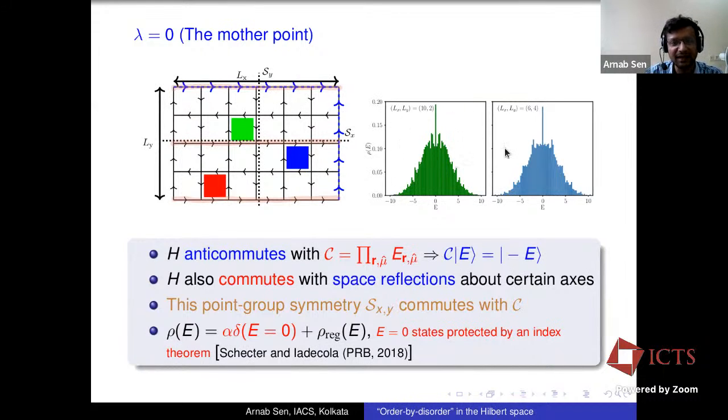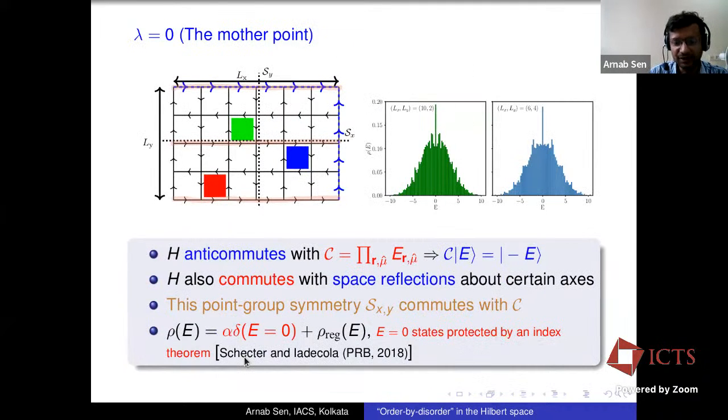This is ED data on ladders for the quantum link model, and you can clearly see this huge number of zero modes jutting out here, right? So in fact, in the thermodynamic limit, the density of states would have this form. So this is a regular function, and there is a Dirac delta function riding on top of it, okay? That basically signifies the macroscopic number of zero modes here.